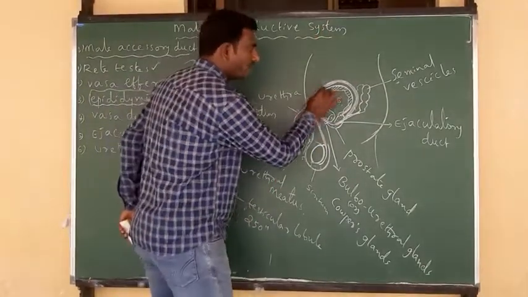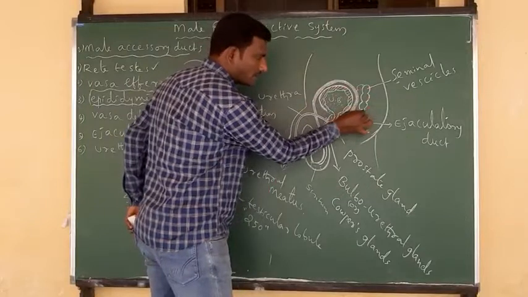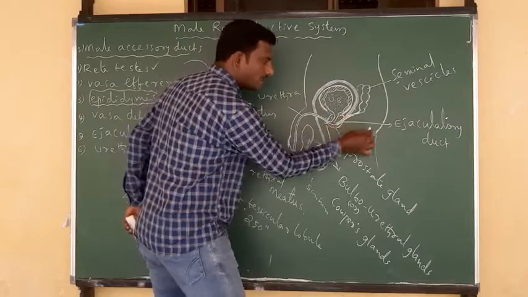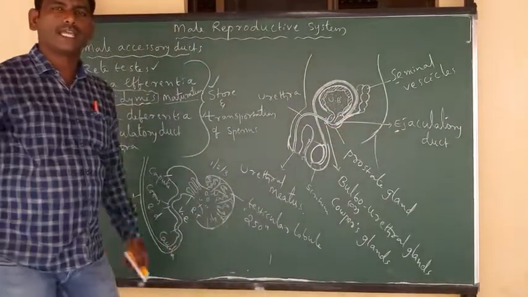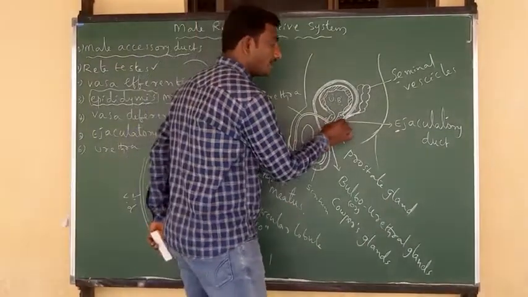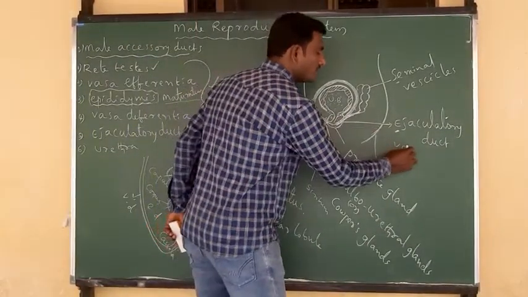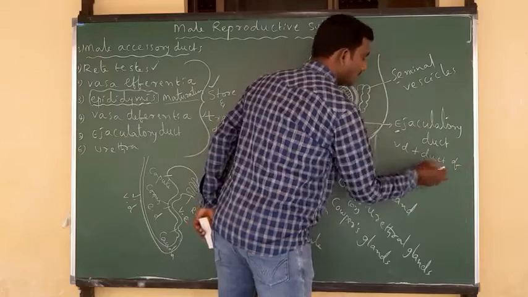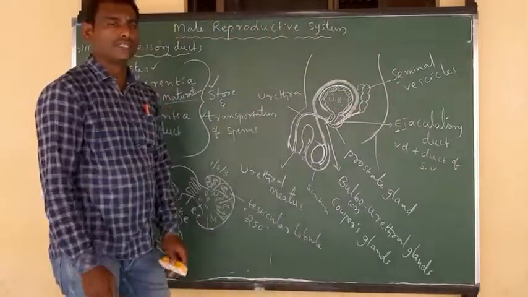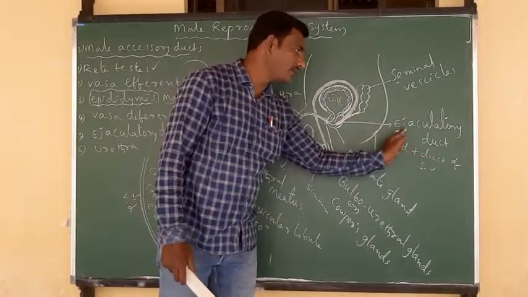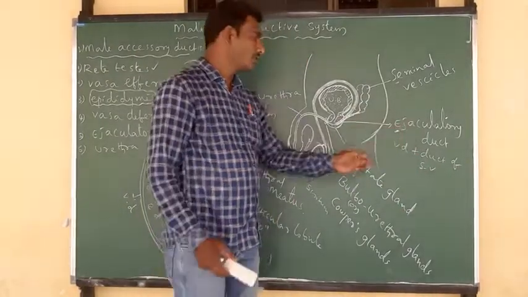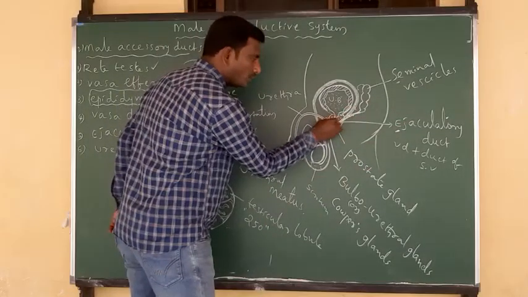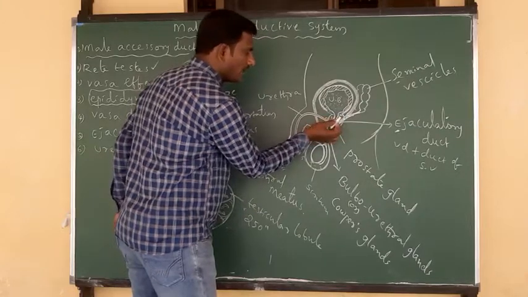Once this vas deferens receives the duct from the seminal vesicle, this duct is termed the ejaculatory duct. This ejaculatory duct is formed by the fusion of the vas deferens plus the duct of the seminal vesicle. These two ducts unite to form one ejaculatory duct. Now this ejaculatory duct directly opens into one more duct. This duct is called the urethra.